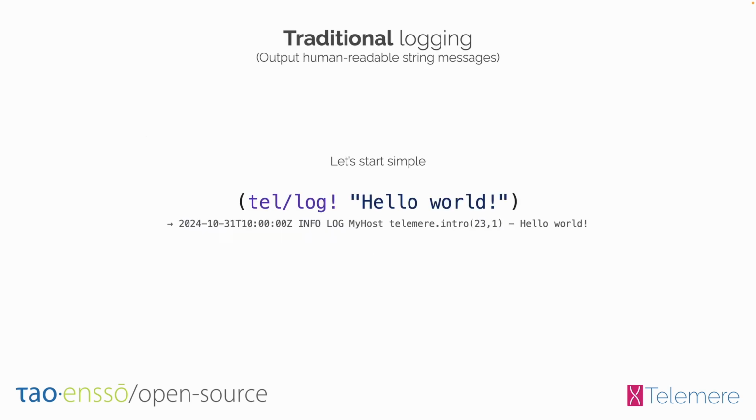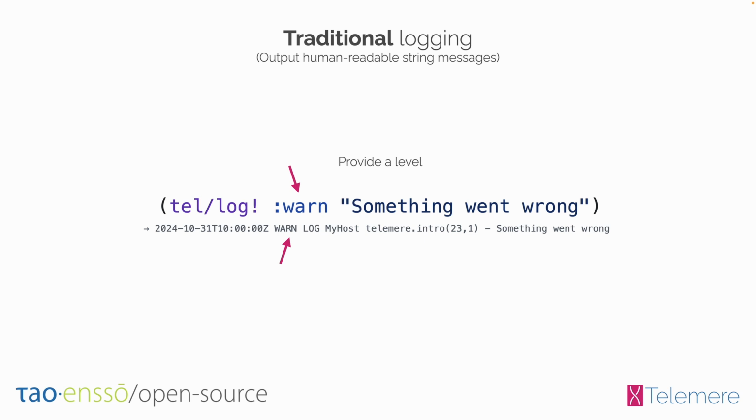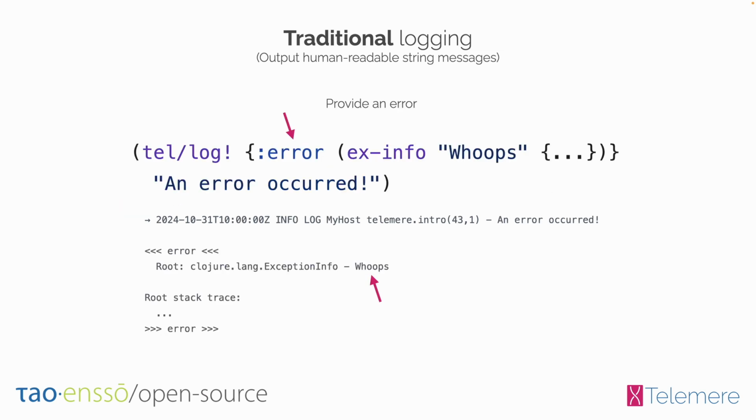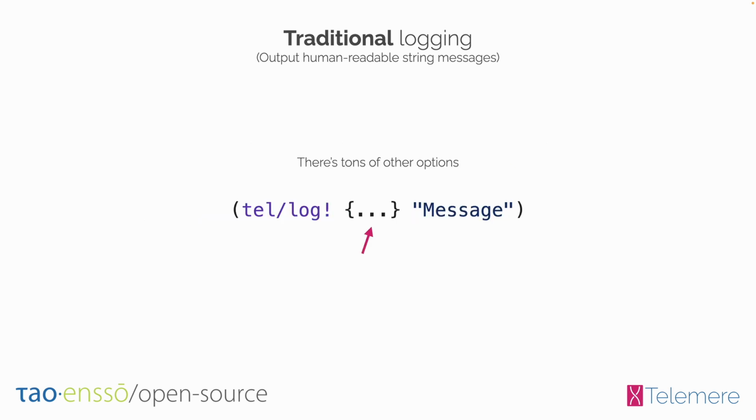Here is a simple logging call. Here is a logging call at the warn level, or with the level specified in an options map. Here we provide an error, which will show up in the output. There are a lot of options available in the options map.